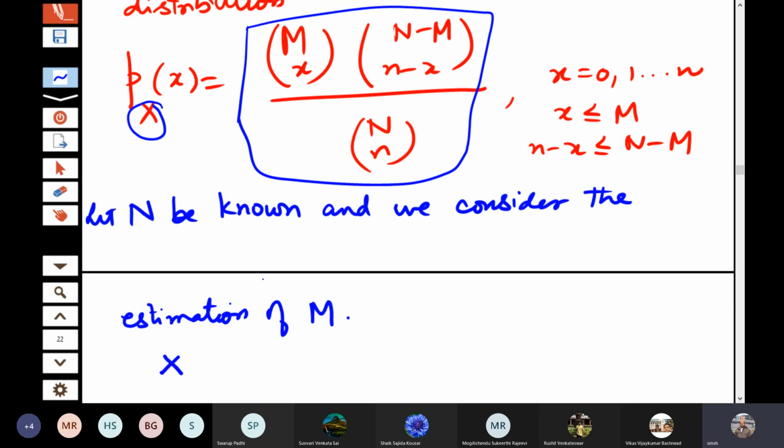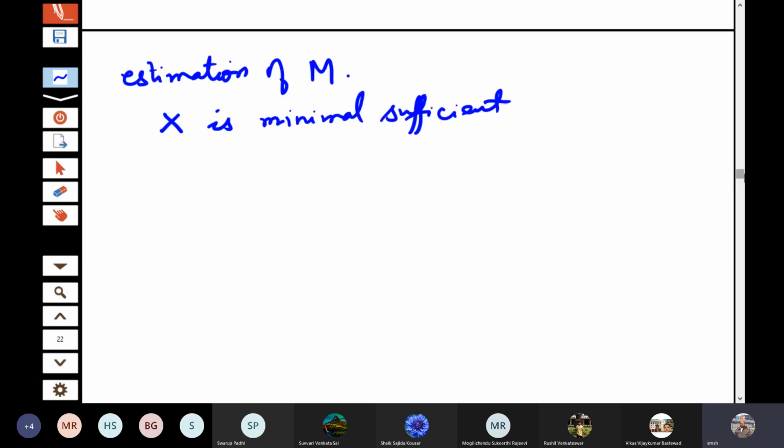So if you look at the factorization theorem, X is basically sufficient and it can be proved to be minimal sufficient also, because that is the summary of the data, the number of people who are of type 1 in the sample of size small n. We will try to prove that.